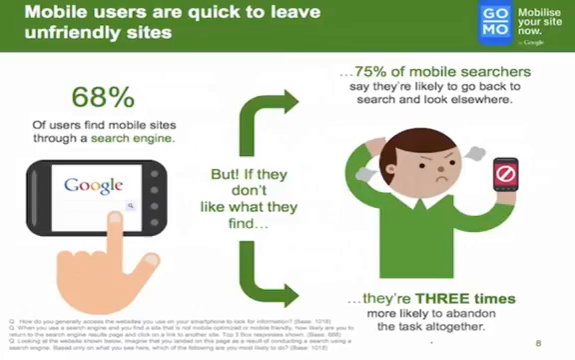Oh, there we go. Google, 68%. I said 67, it's actually 68% of users find mobile sites through a search engine. But if they don't get what they want, 75% of mobile searchers say they're likely to go back to search and look elsewhere. But the biggest is 3 times more likely to abandon the task altogether. So that's that amount of people giving up and somebody's missed out on a sale. If you were mobile friendly, you could get that.